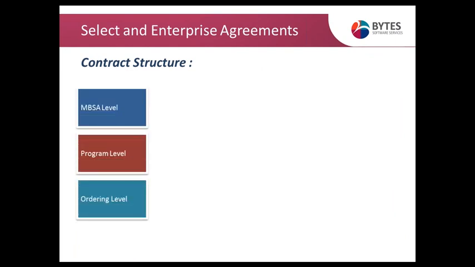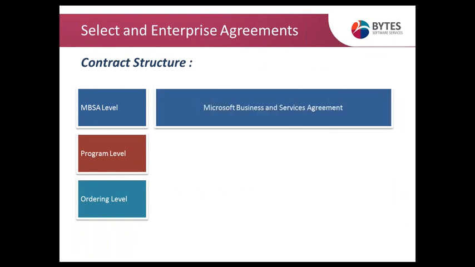The contract structure starts with the Microsoft Business and Services Agreement. This is just signed once by your organisation. I think it lasts about 30 years. And it gives you the top level terms and conditions for working with Microsoft and for acquiring their software.